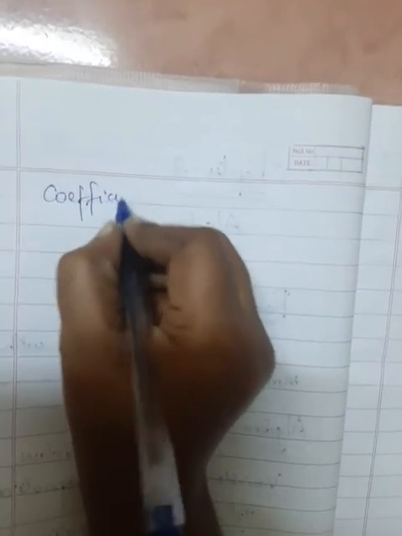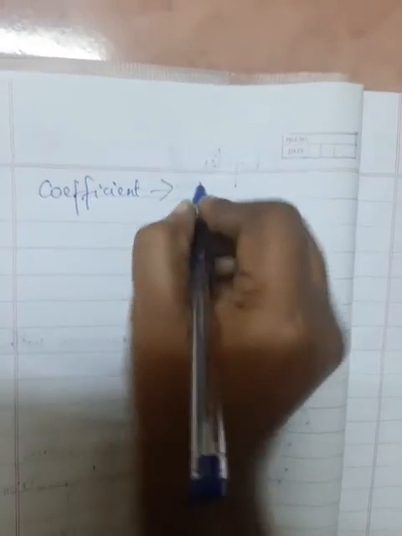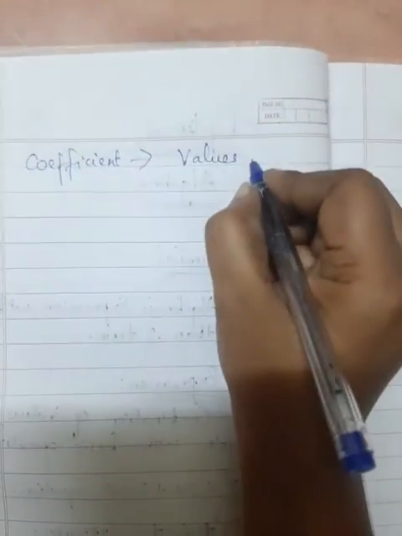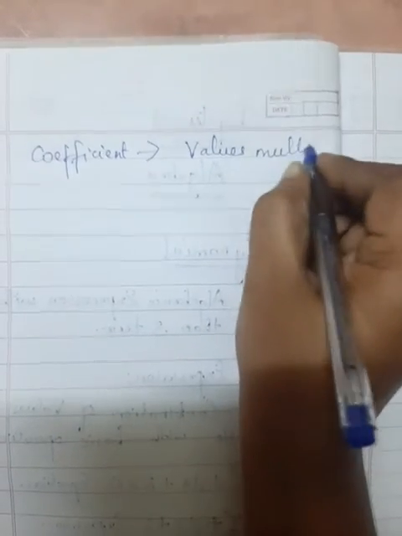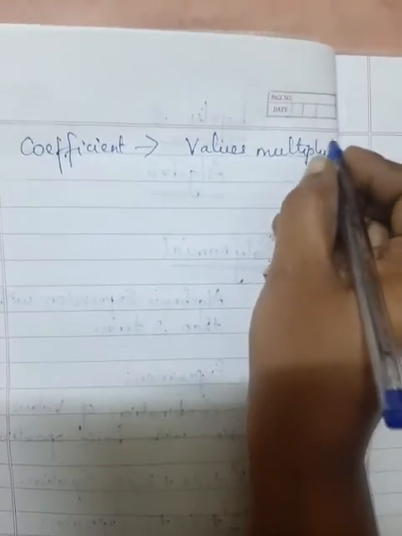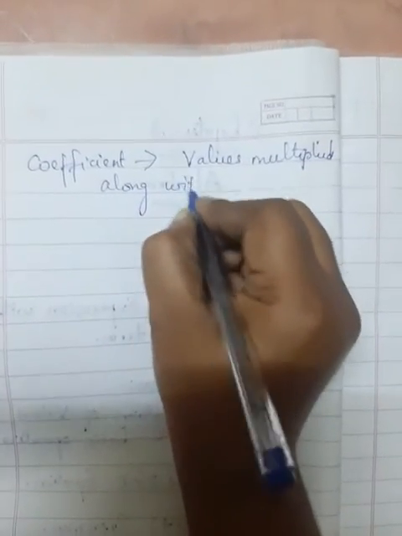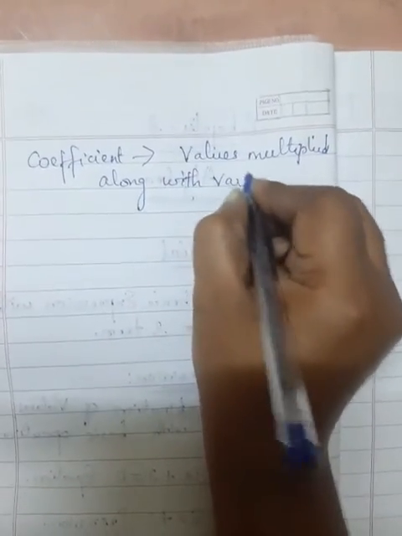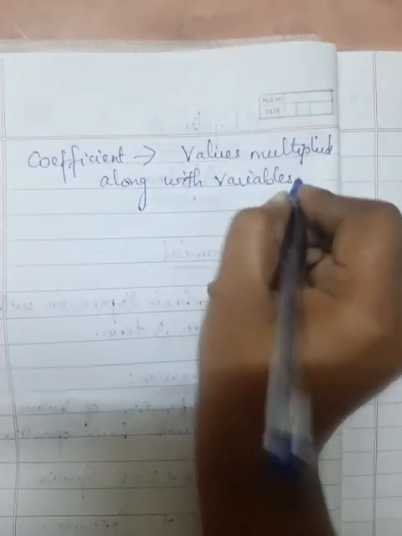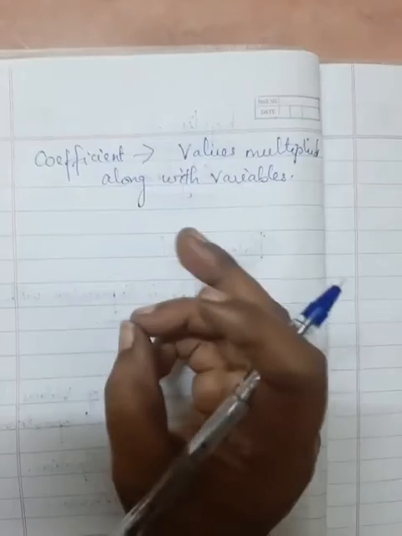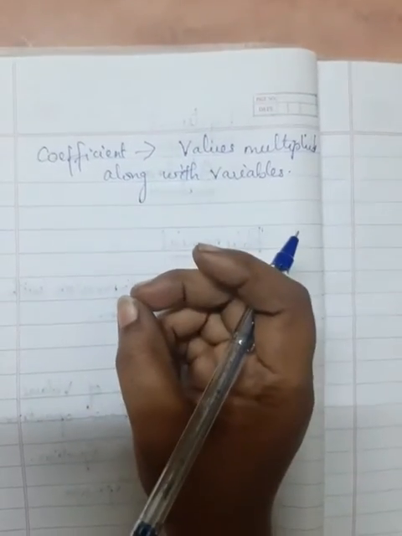Okay, coefficients, it is nothing but the values which are multiplied along with the variables. Those values we call as coefficient. Okay, so you need to know what is a variable, what is a constant, and what is a coefficient.